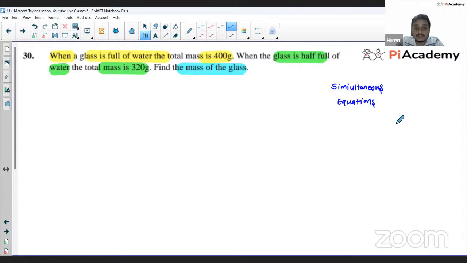Yes, everyone, to solve this question, you need to make 2 equations, okay? And once you have those 2 equations, you can solve it and you will get your required answer. So I'm giving you 2 minutes to solve this question.